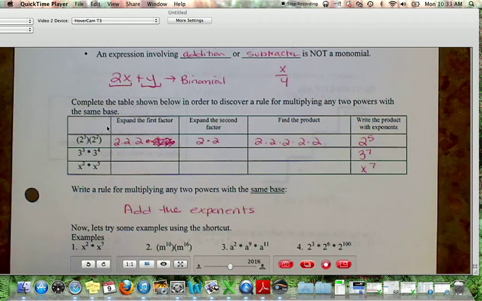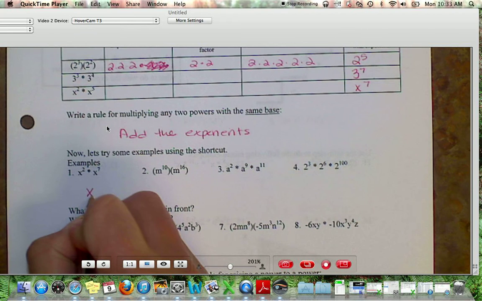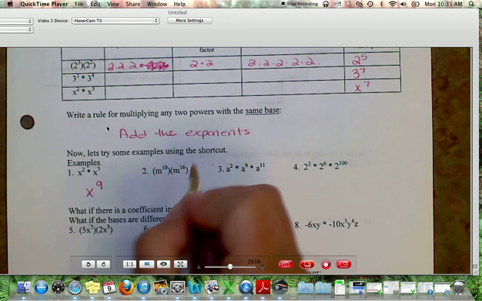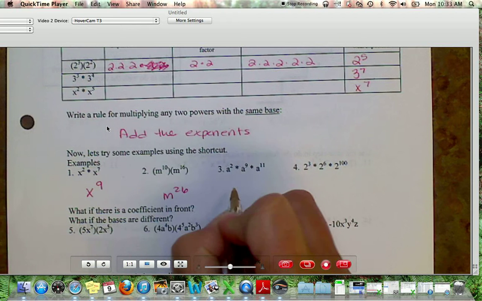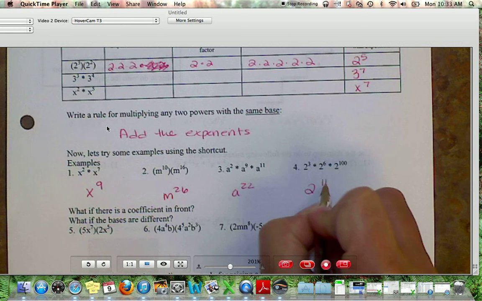So let's do some examples. Actually, why don't you try these examples on your own? Push pause, come back, and check them. All right, what did we get here? We should have x to the 9th, 7 plus 2 is 9, m to the 26th, a to the 22nd, and 2 to the 110th.